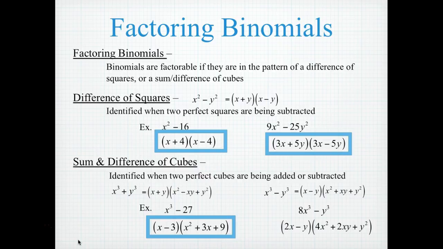So that's how we factor a difference of squares and a sum or difference of cubes.